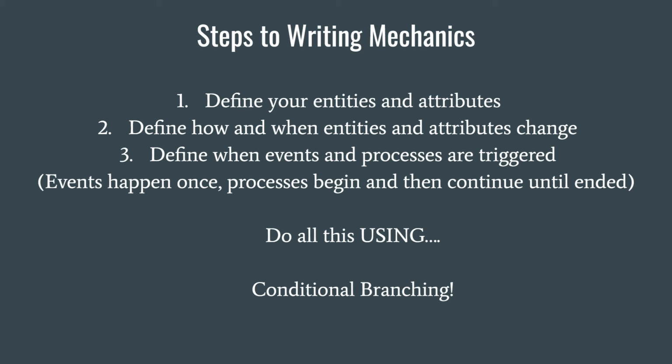And then you use those numbers or those binary on or off to define when events and processes are triggered. Hopefully you know the difference between an event and a process. Events happen only once, and they happen and they're done. A process begins and then ends. So you have your entities, your attributes, you define how they change, and then you define when those changes trigger either an event, like a cutscene you're going to watch once, or a process, when something's going to start to happen, and then you have to define when that thing stops happening.